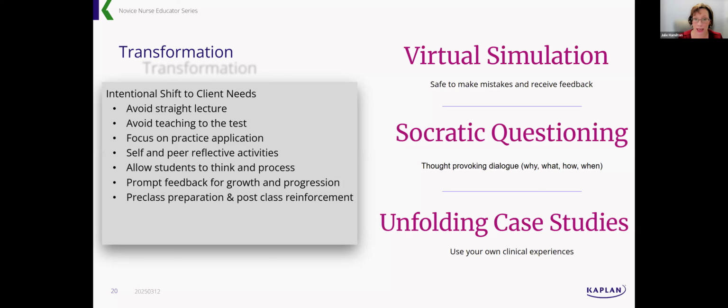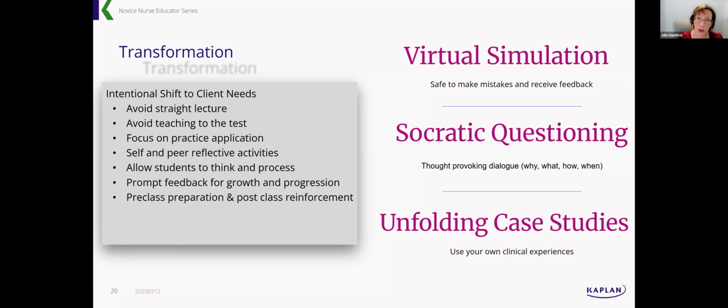Focus on practice application. Really have good activities for reflection, self-reflection, and peer reflection. Students can learn from other students. Have them debate. Why would you do this? Why wouldn't you do this? Allow students to think and process the information. Provide prompt feedback. So right here, right now, while they're in your class, gently provide them feedback if they're not thinking in the right direction.